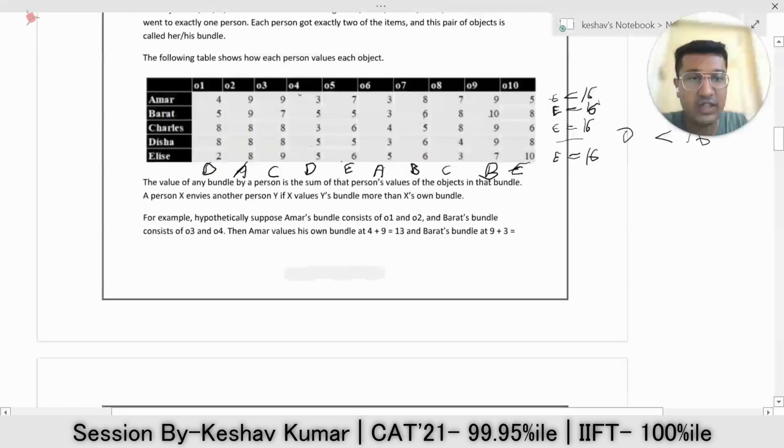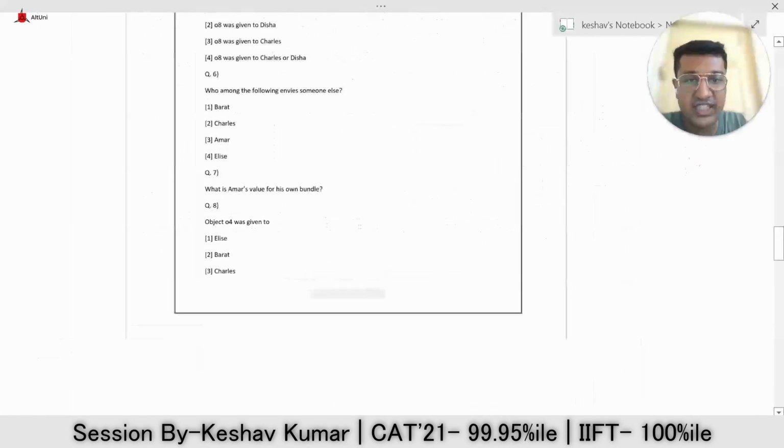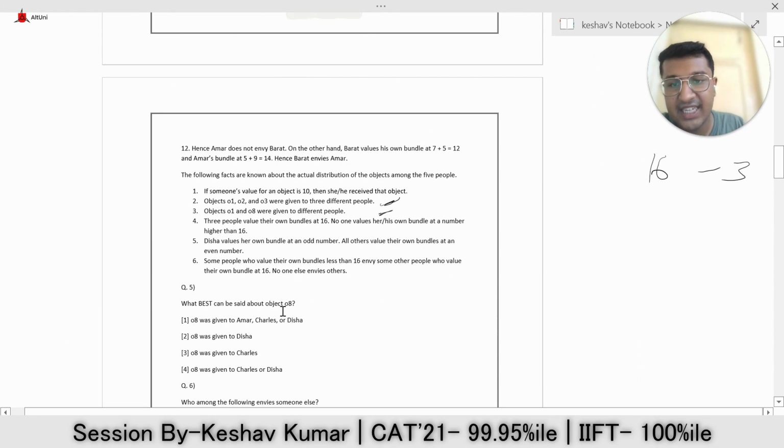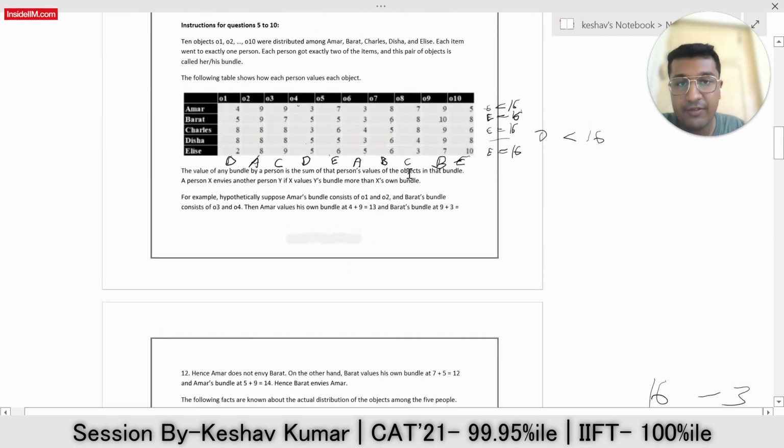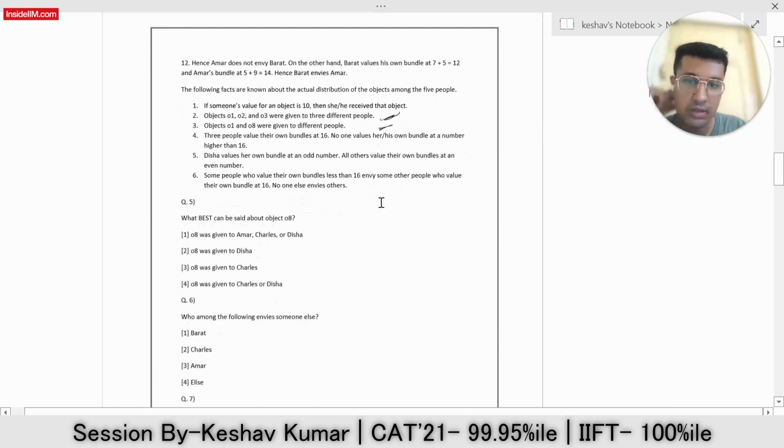Now let's move on to our questions and see what they are asking. What best can be said about the object O8? O8 went to C. That's clear. Who among the following envies someone else? See, Bharat can't envy, C can't envy, and E can't envy because the sum of their bundles is 16. So only A is left, and A can envy anyone else.